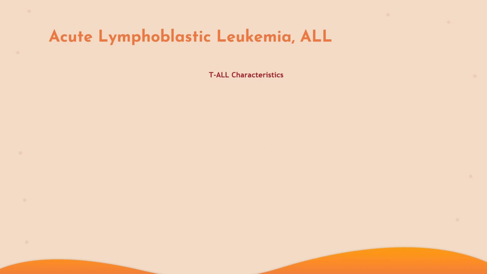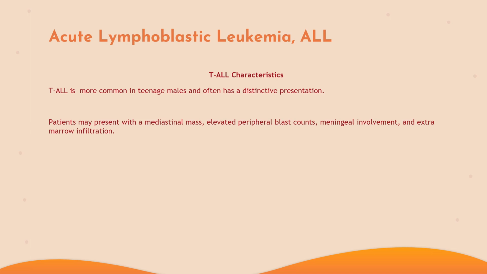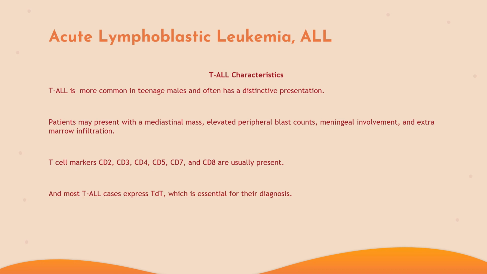Now, let's shift our focus to T-ALL. It's more common in teenage males and often has a distinctive presentation. Patients may present with a mediastinal mass, elevated peripheral blast counts, meningeal involvement, and extramarrow infiltration. T-cell markers CD2, CD3, CD4, CD5, CD7, and CD8 are usually present. And most T-ALL cases express TdT, which is essential for their diagnosis.